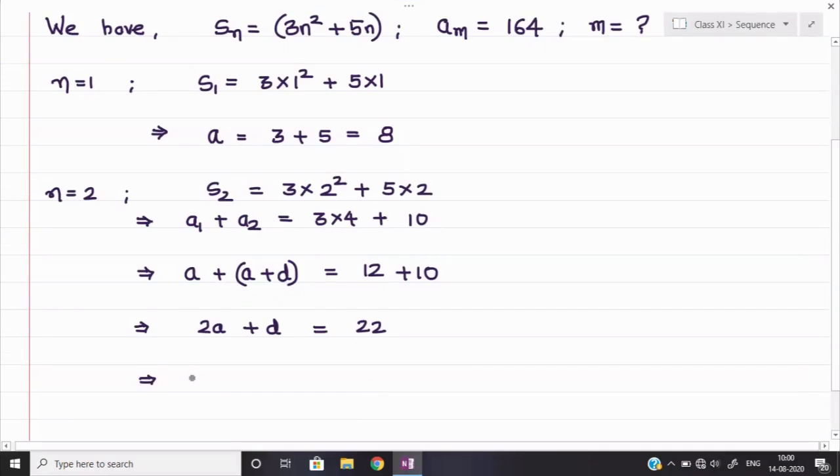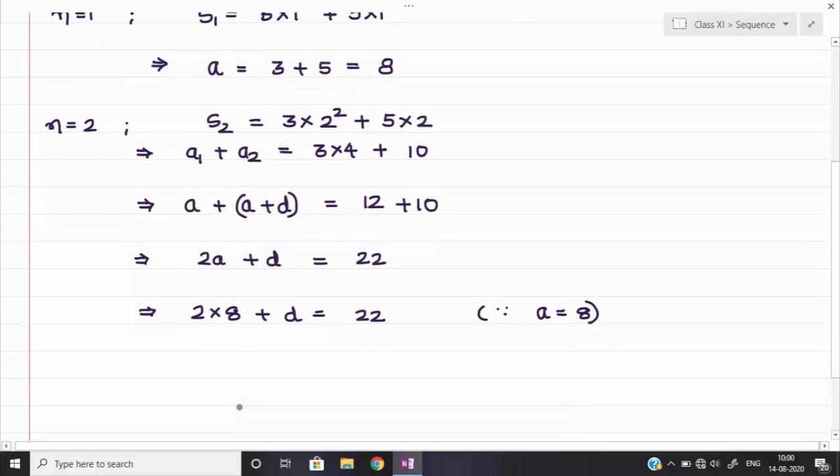So put in the value of A. 2 into 8 plus D is equal to 22. We can say here A is equal to 8, the first term is 8. Now 8 into 2 is 16, and 16 goes to that side. Subtract from 22. So finally the value of D is coming as 6.